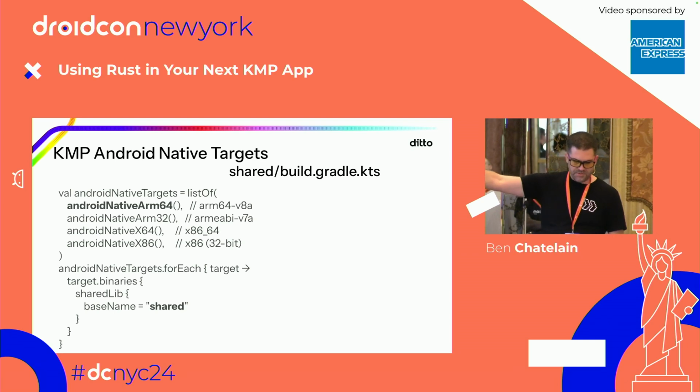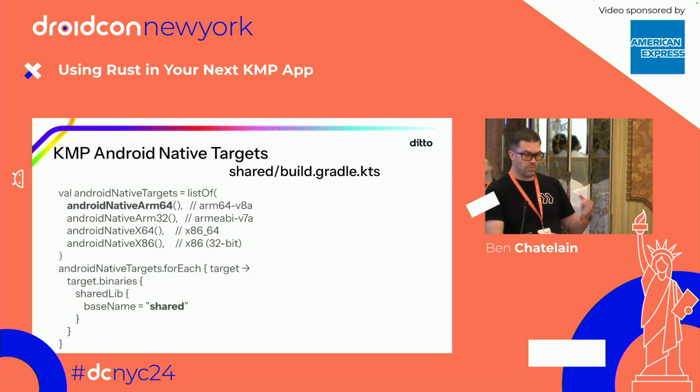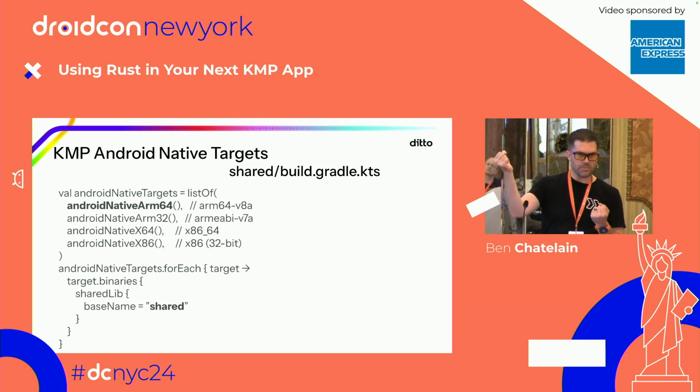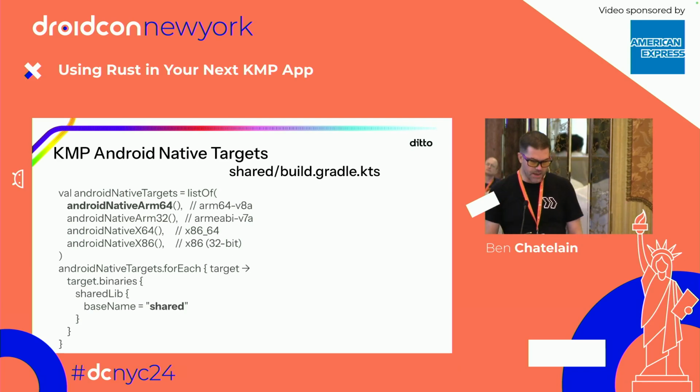And then for each of those, we're defining the base name as shared. Shared in that template is the name of the module where the Kotlin native code is going to be, and then that's going to link into a Compose app for iOS and link into an iOS app for iOS, obviously.